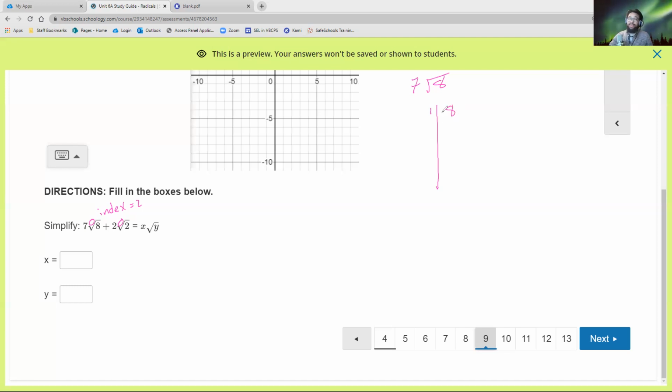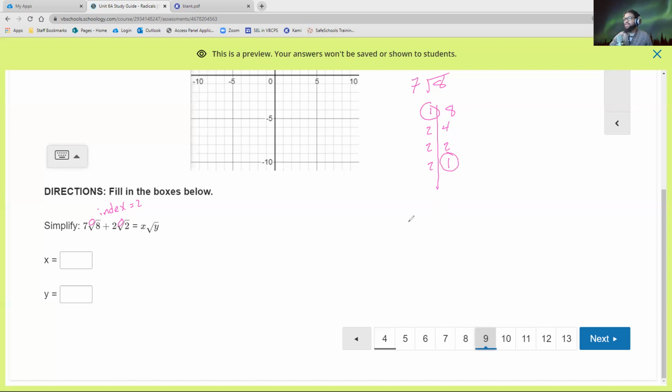Now we're going to think about what prime numbers go into 8 evenly. 2 does. 2 goes into 8 4 times. What prime number goes into 4? 2 does. Once again, it goes into 4 2 times. And then what prime number goes into 2? 2 does. And it goes into 2 1 time. All right. So we started at 1.